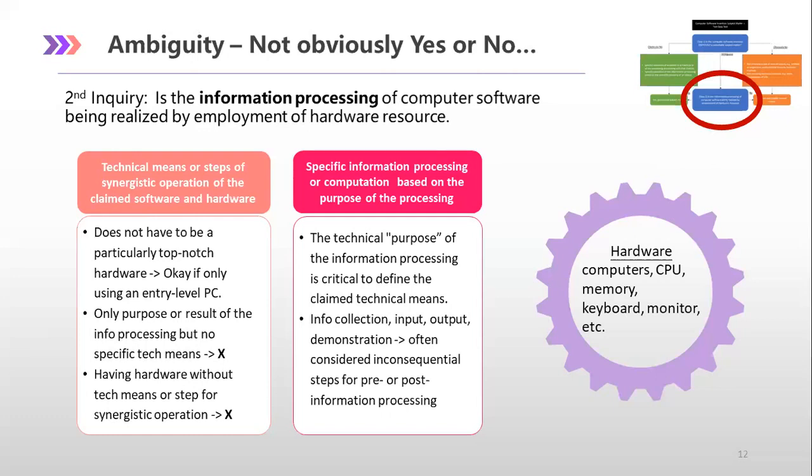you're not going to fulfill this inquiry either. The second element to look up for is if the information processing or computations are accomplished according to the specific purpose of the process. Things to know in this factor are that the purpose is quite pivotal for you to identify the technical means as claimed. Besides, if you only present information collection, input, output, demonstration of data, then it's often considered an inconsequential step.